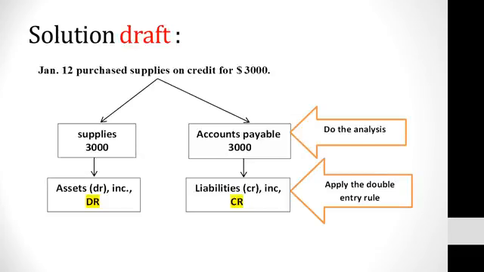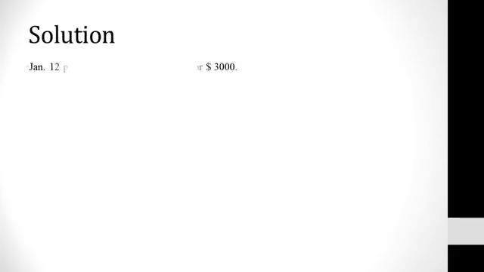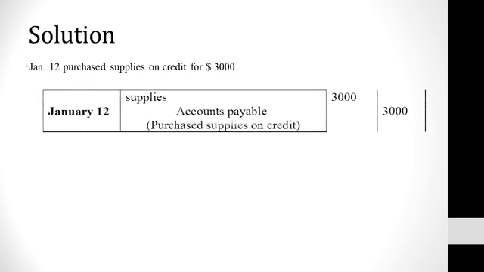January 12, purchased supplies on credit for 3,000. The two involved accounts here are supplies and accounts payable. Supplies for 3,000 and accounts payable for 3,000. Supplies is an asset, it is normally debit, it increased so it's going to stay in the debit. Accounts payable is a liability, it is normally credit and it increased so you place it in the credit side, like so. Supplies in the debit, accounts payable in the credit, 3,000 and 3,000.